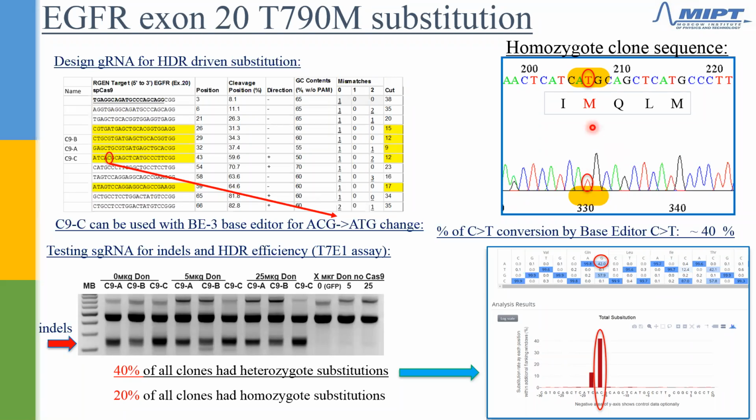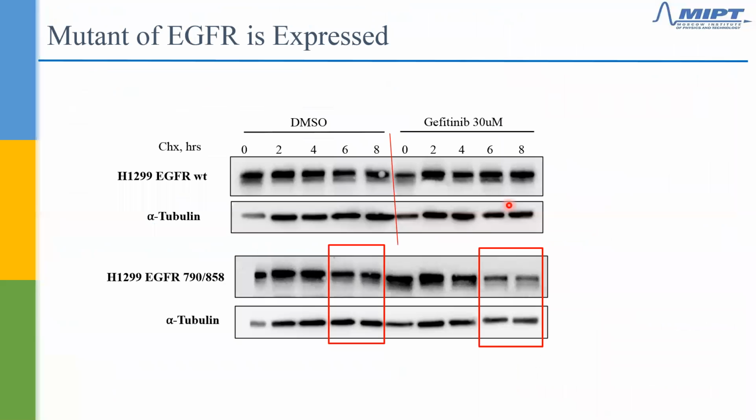Second mutation introduced on top of the first one, where it's ATG instead of ACG, and the methionine at the position of threonine 790. So that's basically it. We've been able to generate a double mutant, which will be tyrosine kinase drug inhibitor, drug resistant. And then the other group of people who use those cell lines had shown that indeed this double mutant is expressed.